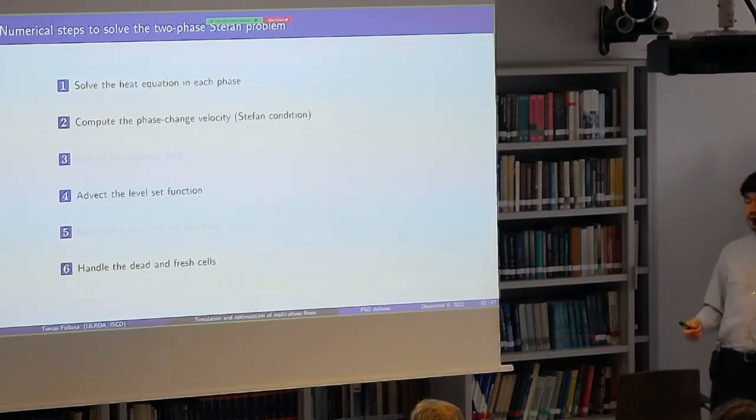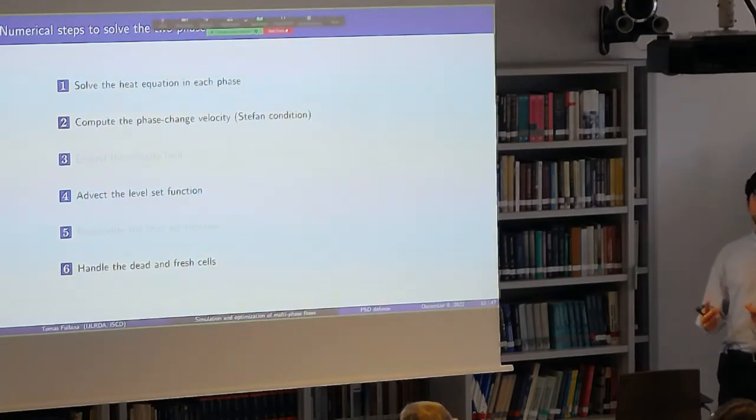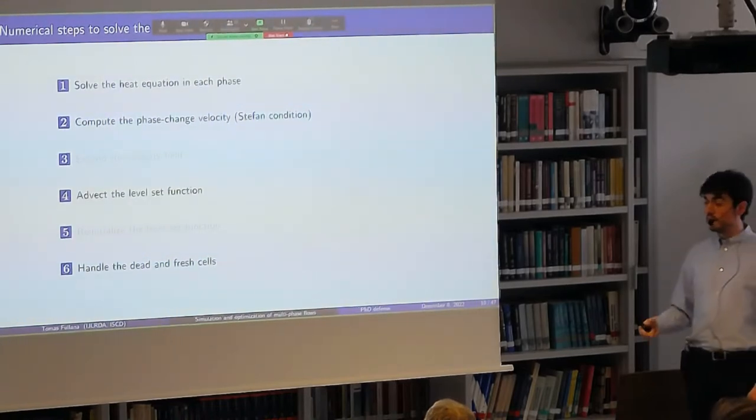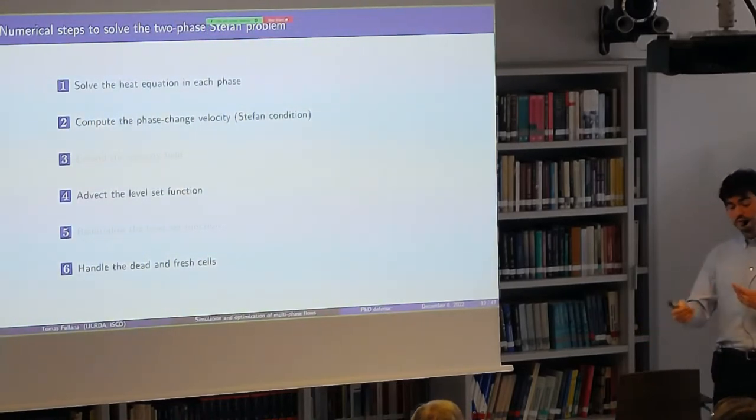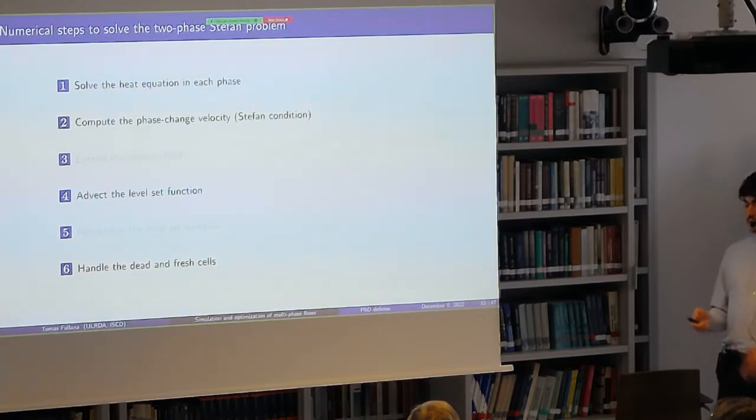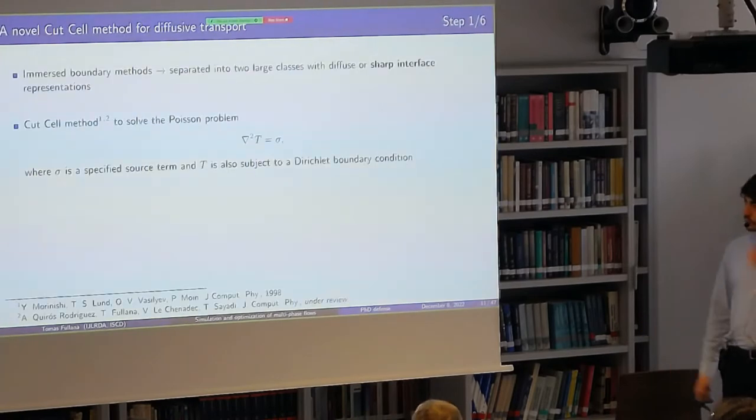Once the level set is advected, we might or might not need to reinitialize it, depending on the perturbation of the interface. This is in order to retain the signed distance function property. The last step is the handling of the dead and fresh cells, because we are in a two-fluid formulation. As the interface crosses the underlying Cartesian grid, we might unveil or cover cells, and they require a special treatment. So I start first with the solution of the heat equations.